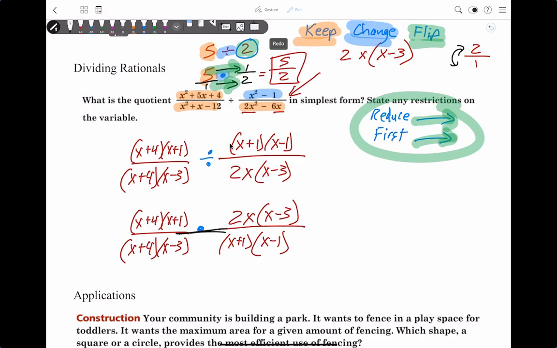So let me go ahead and write that as one huge fraction. Now let's cancel reduce. I have an x minus 3 that will go with x minus 3. I have an x plus 1 that'll cancel with this x plus 1.